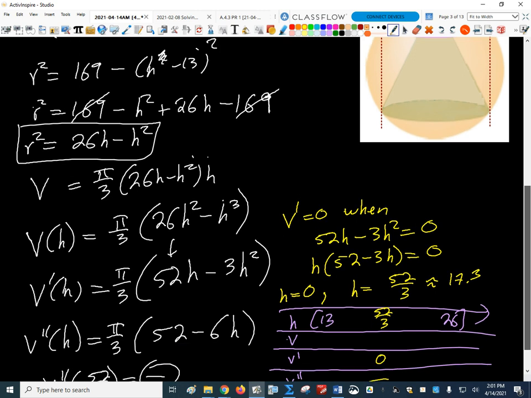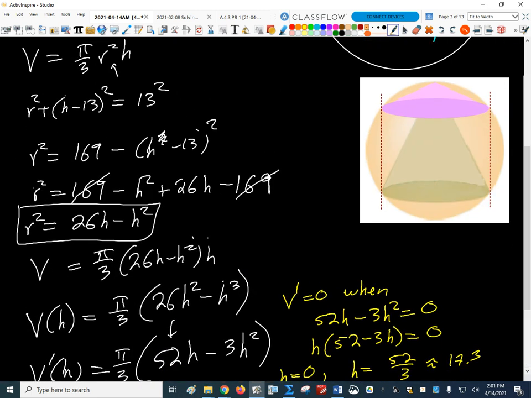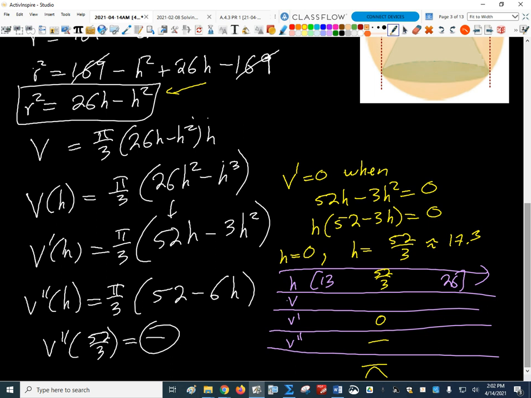They didn't want dimensions. If they want dimensions, we've got h. I could just plug that in right there to find r if I need to. But otherwise, if I want the volume, I would just use this function right there, right? I've got it as a function of a single variable right there, so I could just plug in 52 thirds, and I won't even go through the hassle. I could plug 52 thirds in there and get some number, and that would be my answer.